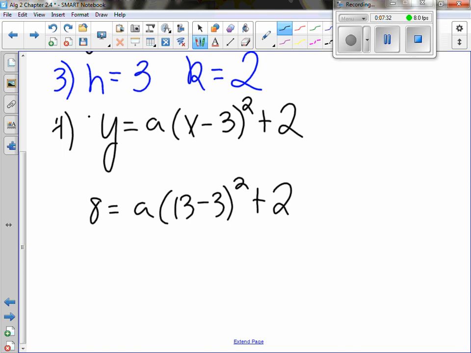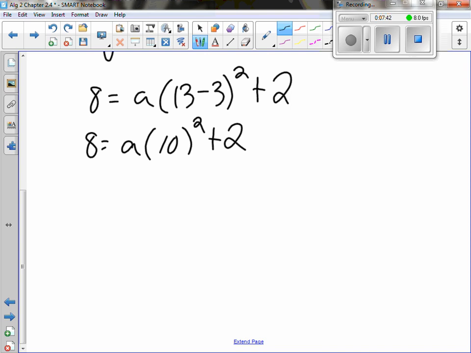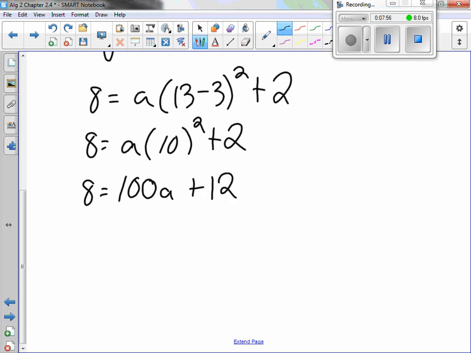So looking at this here, what's 13 minus 3? 10. Thirteen minus 3 is 10. What is 10 squared? 100. Then what do we do next? It should be 2. What would we do next? Subtract 2.